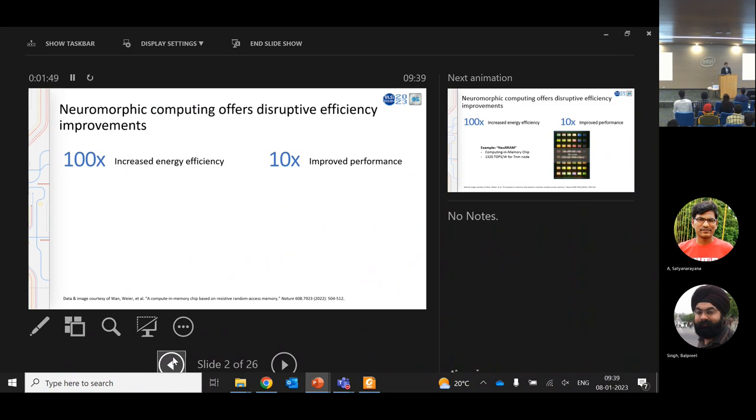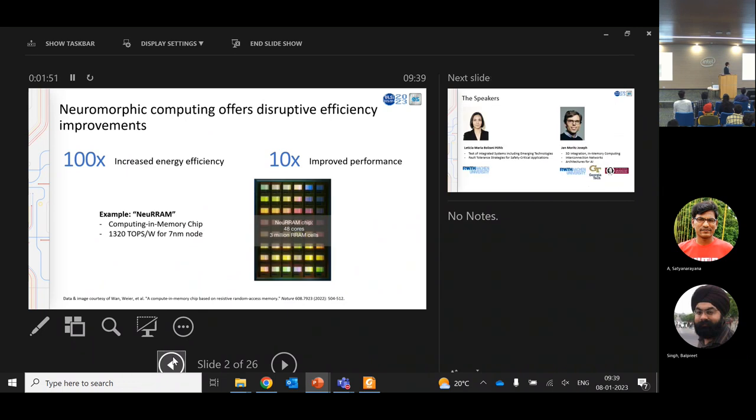To start this talk, I want to show you one actually manufactured chip from Stanford University called NeuRRAM. It's a computing and memory chip, and they have 48 cores on this, with 3 million RRAM cells. For this chip, they say they get 1,320 teraops per watt if you manufacture it on a 7-nanometer node. And as you probably all know who are working with machine learning accelerators, this is a really huge number.